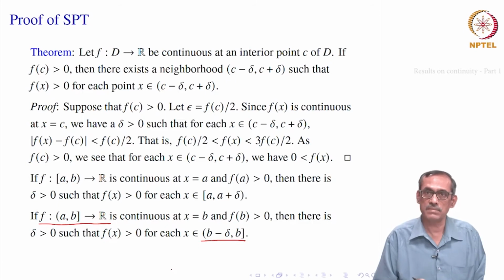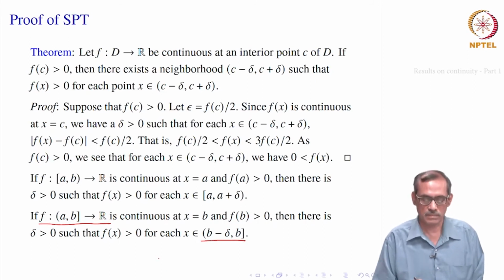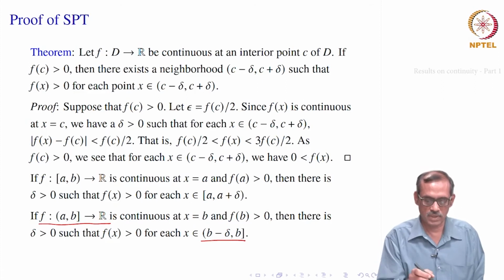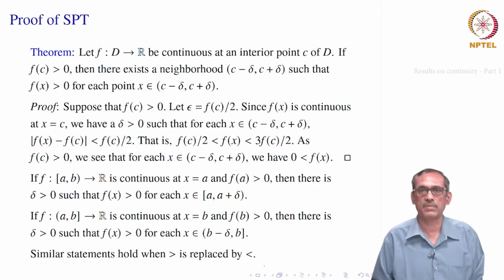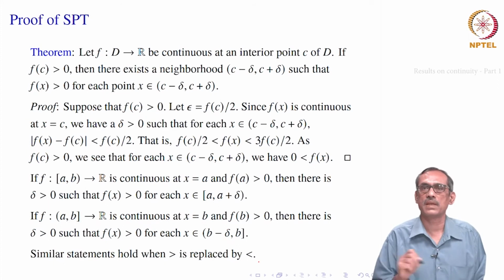So, if you have negative f of x, say f of c is less than 0, then of course, you will get a neighborhood where f of x remains negative. The proof of course is easy because you consider minus f instead of f throughout. The same proof will work. So, that is what we give as a comment, that a similar statement holds when you replace this greater than with less than. If it is negative at a point and it is continuous, then it will remain negative in a neighborhood of it.